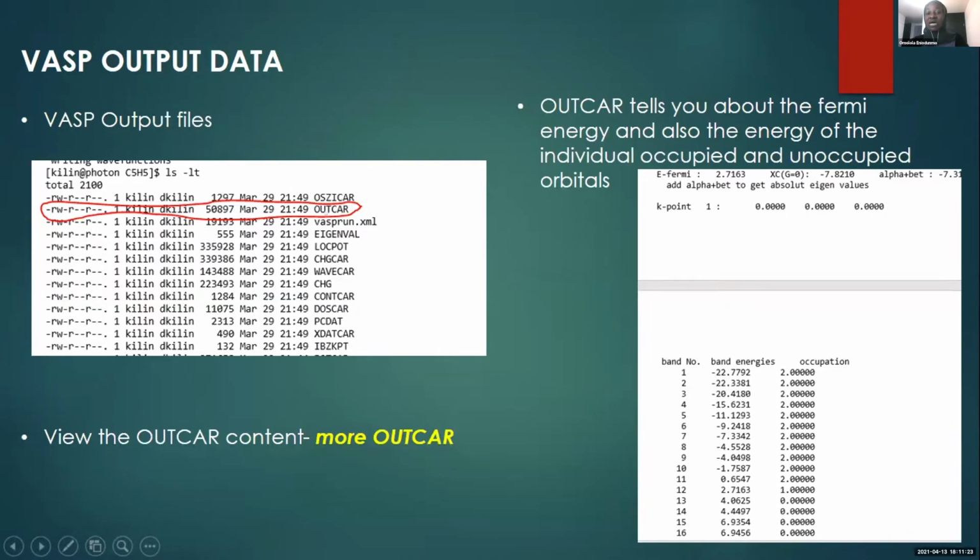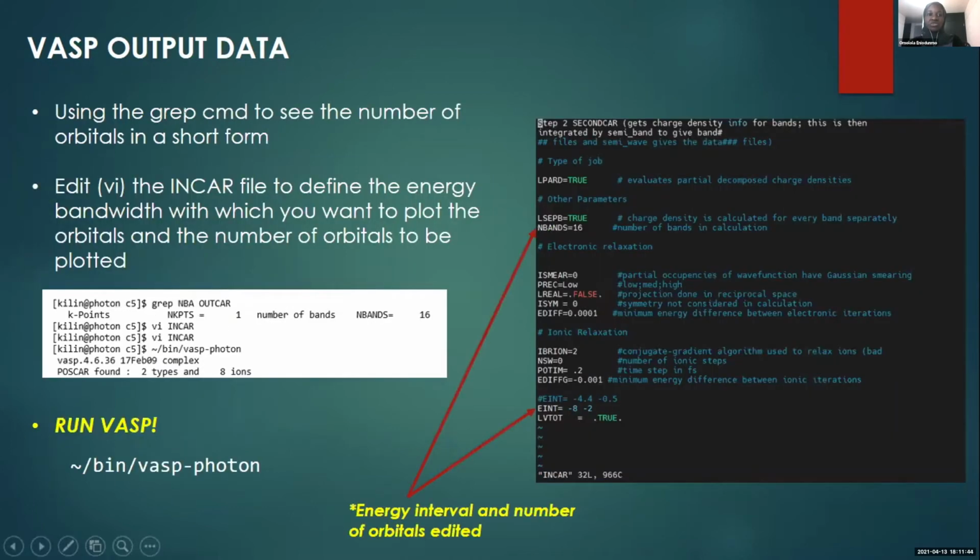Now, I'm going to check the contents and see that it has INCAR. I want to look into this INCAR. What it is basically going to show me is the Fermi energy and also the individual energy of each occupied and unoccupied orbital. Now, I use the grep command to see the number of orbitals, and then I want to edit the INCAR file. I'm plotting the orbitals within a particular energy range, and I want to make sure that the energy range contains both the occupied and unoccupied orbitals. So I'm going to pick an energy range that has both occupied and unoccupied.